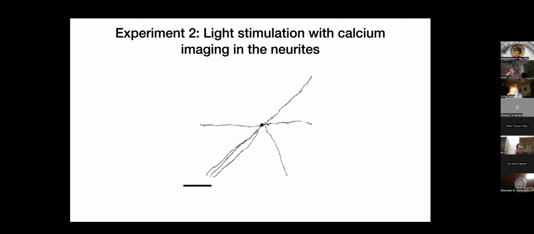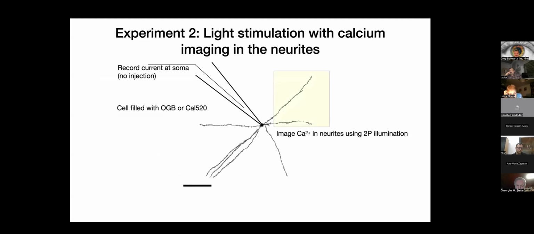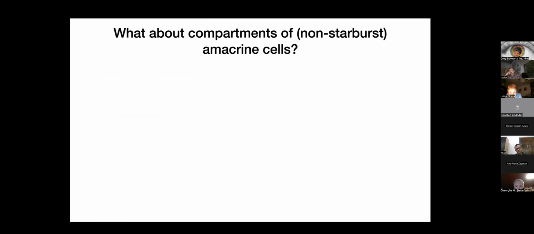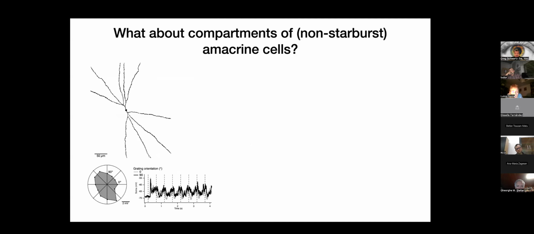I think we found something really interesting. So similar experiment. We record the soma, this time with no current injections, fill the cell again with the calcium indicators. Now we image the calcium in the neurites using the 2 photon, but our stimulus is now light. So we're actually doing UV presentations of light at the photoreceptors while doing the calcium imaging in a different color. And here's one where our light stimulus was drifting gratings at different orientations. So we're trying to test for orientation selectivity.